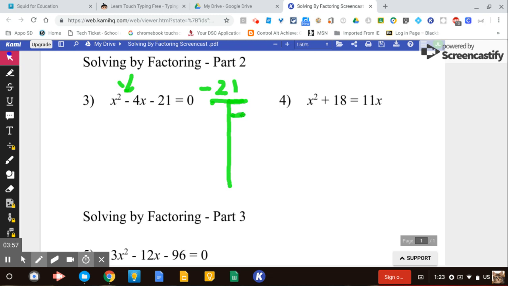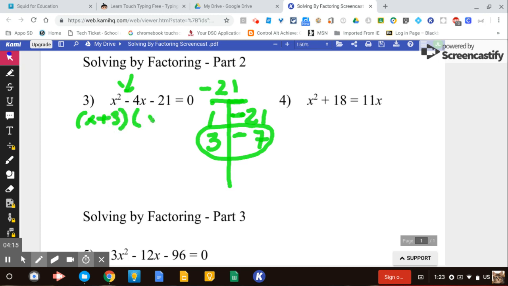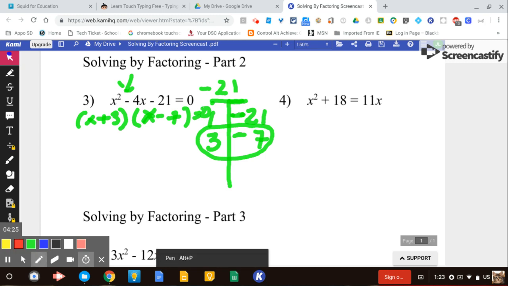So 21 doesn't have very many factors. I got 1 and negative 21, and I have 3 and negative 7. That's it. So the only ones that's going to give me what I need is this right here. So here I have x plus 3 times x minus 7, and that equals 0. Let me do a different color here.